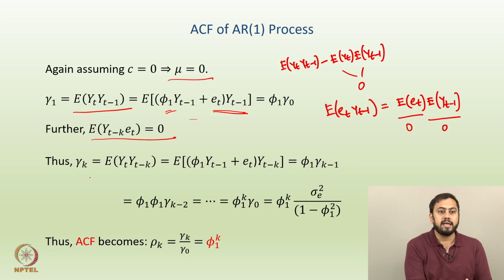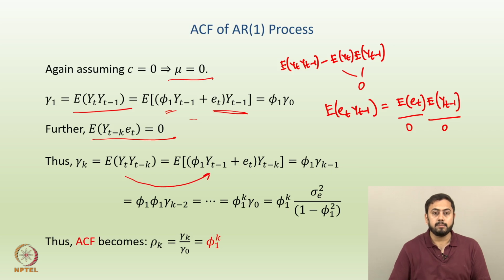Similarly, I can derive gamma k. So what does gamma k mean? Gamma k is nothing but the autocovariance at lag k, which is the expectation of yt into yt minus k. Now if you replace the AR1 structure in place of yt, we get phi 1 into yt minus 1 plus et, multiplied by yt minus k.